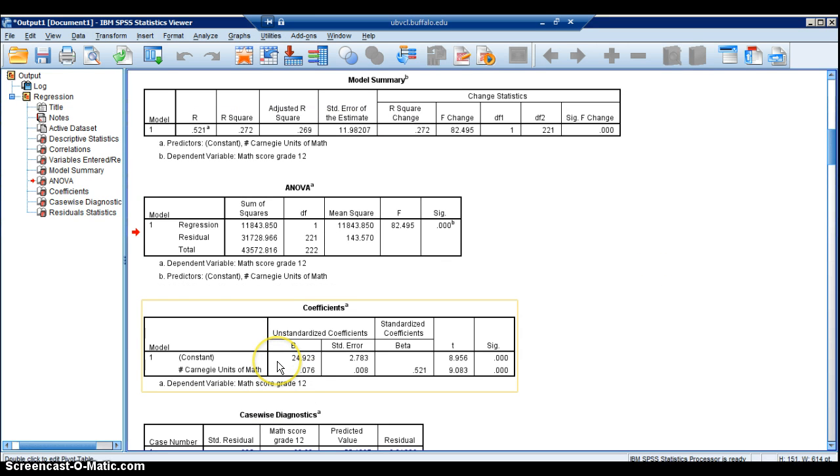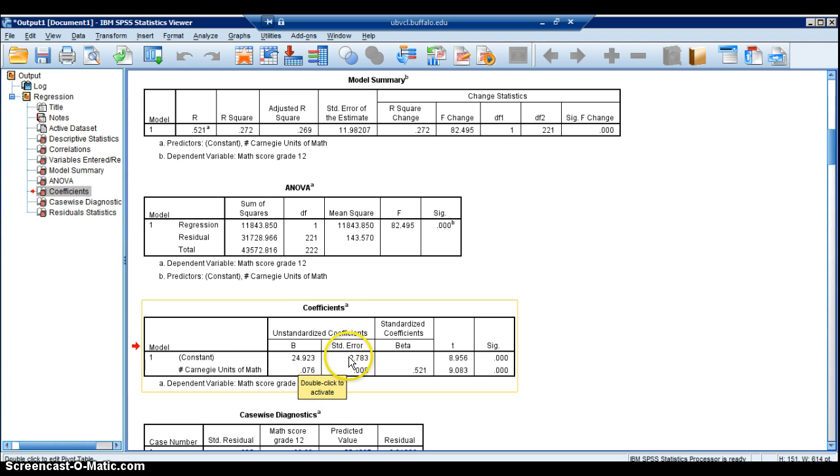Now we have our coefficients box. The constant refers to the y-intercept, and the number of Carnegie units is our independent variable. The unstandardized coefficient beta gives the actual coefficients of your regression line. So we have this equation: y equals 24.923 plus 0.076x, where x stands for number of math units.